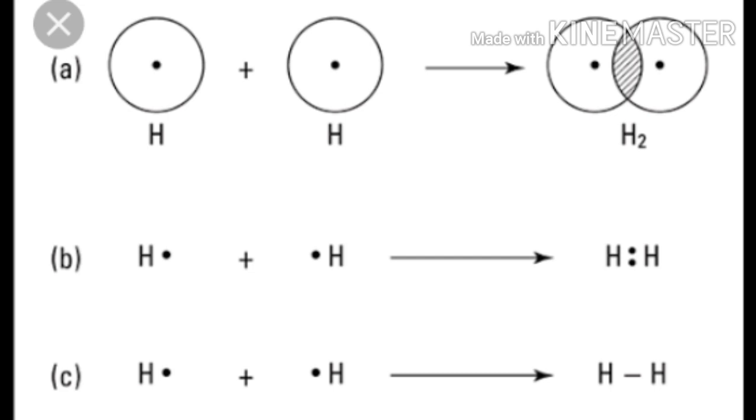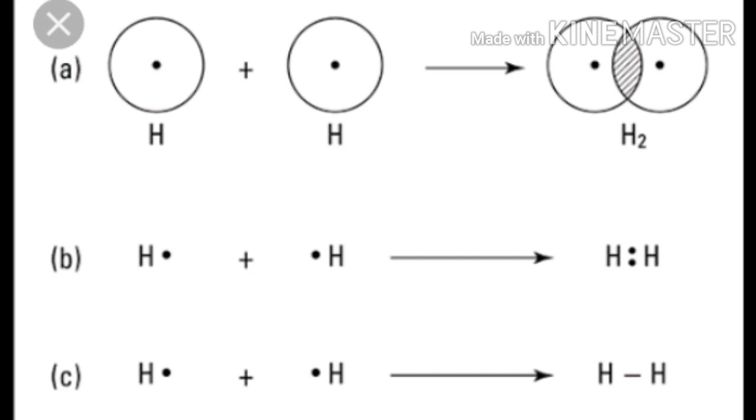Look at the diagram. After the formation of hydrogen molecule, the shared pair of electrons is shown. These 2 electrons are shared by both hydrogen atoms. That is, hydrogen atom 1 contains 2 electrons in it, and hydrogen atom 2 contains 2 electrons in it. So both hydrogen atoms fulfilled the octet rule, that is, they attained the nearest electronic configuration, helium.